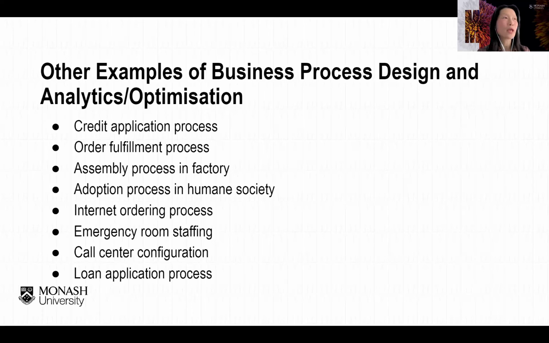But we also look at some examples which are not for profit. For example, the adoption process in the Humane Society. I did ask a student to model a particular animal adoption facility. So all these things can be modeled. Although we say it's business process design, it's not necessarily about profit-maximizing business; it can also be the non-profit business for a community or society in general.